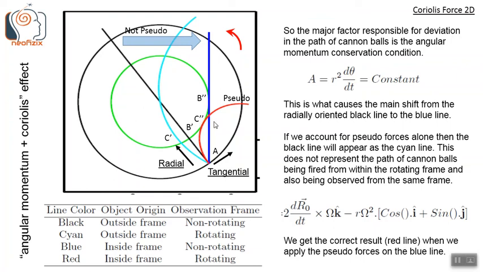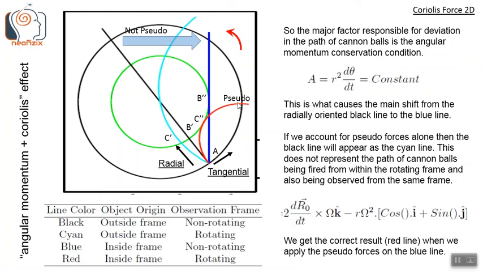And as such, we see that it may be wrong to call this purely Coriolis effect. Probably rightfully it should be called angular momentum plus Coriolis effect, this red line, because it has contributions both from angular momentum conservation and Coriolis effect. And also we note that the major deviation comes from this shift from the black line to the blue line. So the angular momentum conservation is really playing the major role. And this is not a pseudo effect. The shift from this black to blue line is not a pseudo effect. This is a real effect.